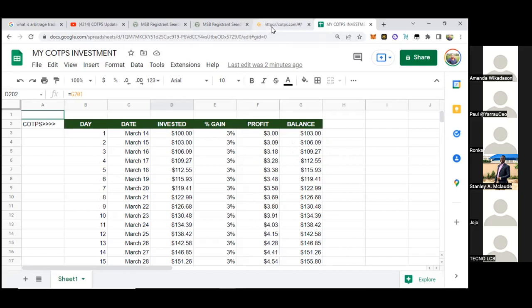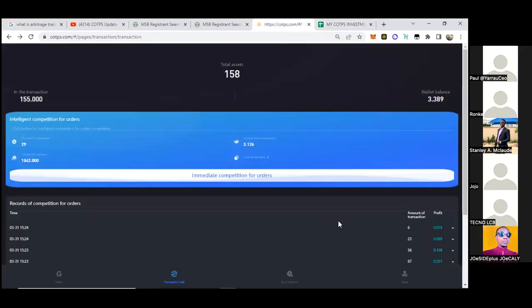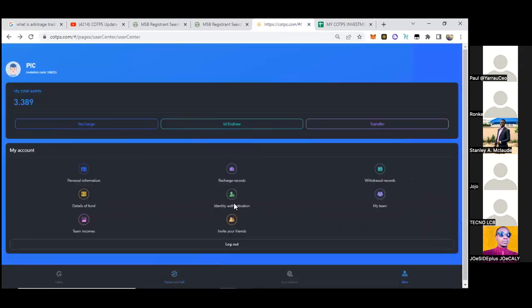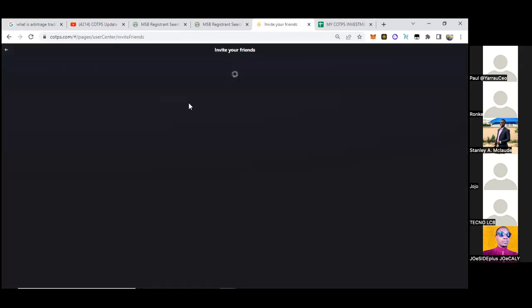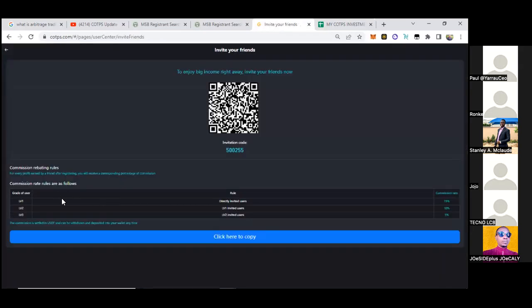Now, if you are bringing a person onto the platform, let me see if I can find it here. Yeah, so invite friends. You get your referral link, and these are how they pay out. Each person you directly invite falls on your level 1 and you get 15% commission. Now you don't get this commission on the amount of money they invest. You actually get 15% of their earnings.